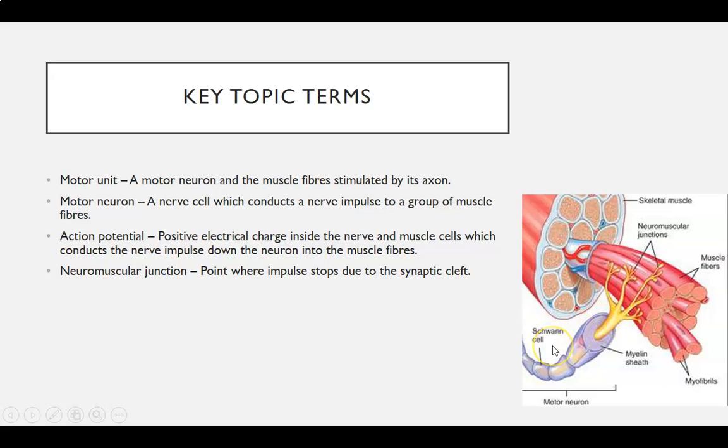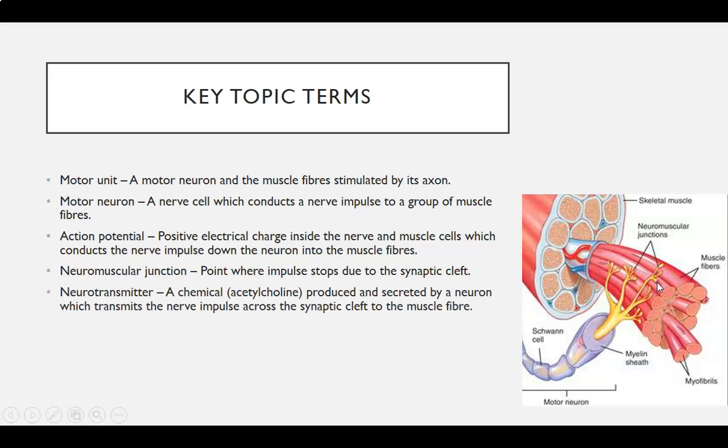Neuromuscular junction. So this is a point where the impulse has to stop due to something called the synaptic cleft. And again, we're going to go on about this in more detail in the lesson. However, the neuromuscular junction is right here, and it's a gap that's between the motor neuron and the muscle. So a tiny little bit of a gap called the synaptic cleft, and the neuromuscular junction is the point where this impulse has to stop. So this impulse has stopped at this neuromuscular junction.